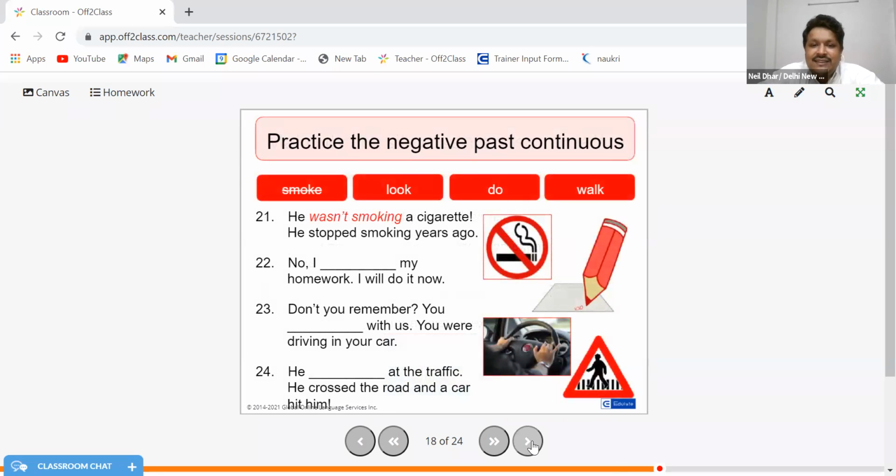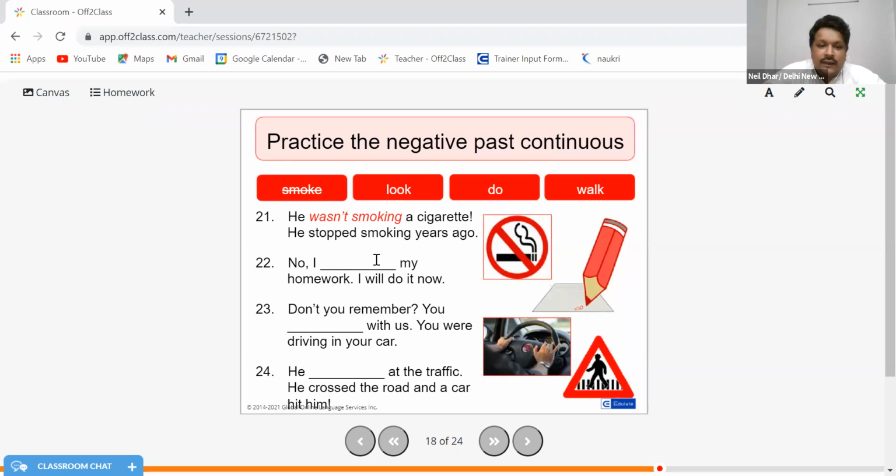Okay. Practice, negative, past continuous. We need to use the words on the top to fit in the sentence, and we need to make it negative, past continuous. Okay. All right. Number 21. We already see a word has been used. He wasn't smoking a cigarette. He stopped smoking years ago.